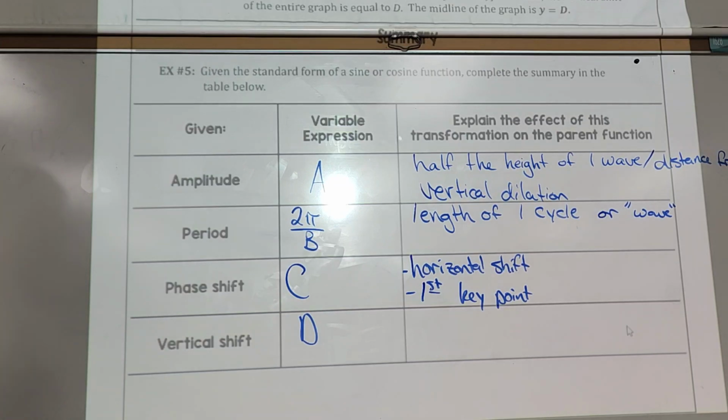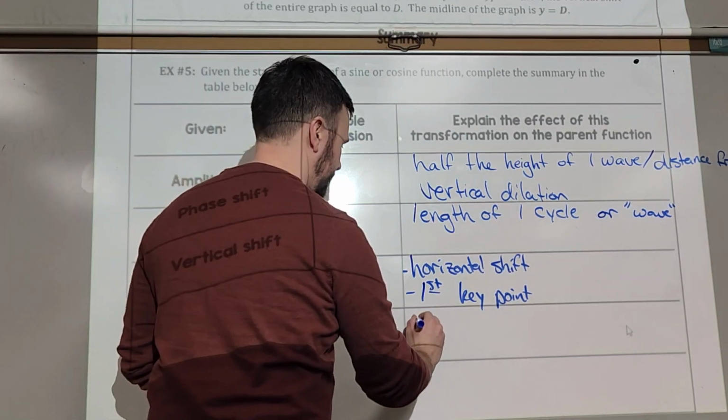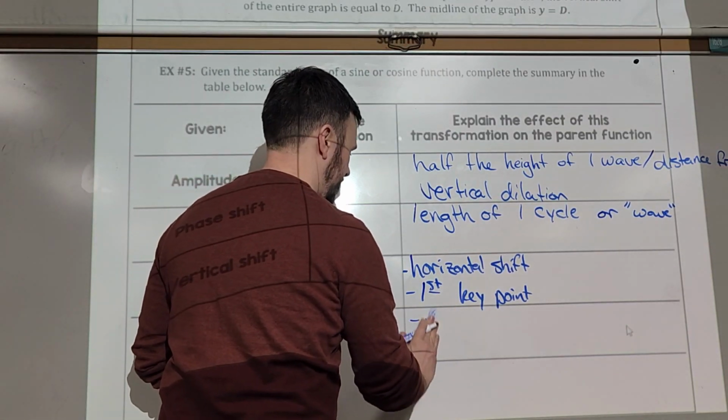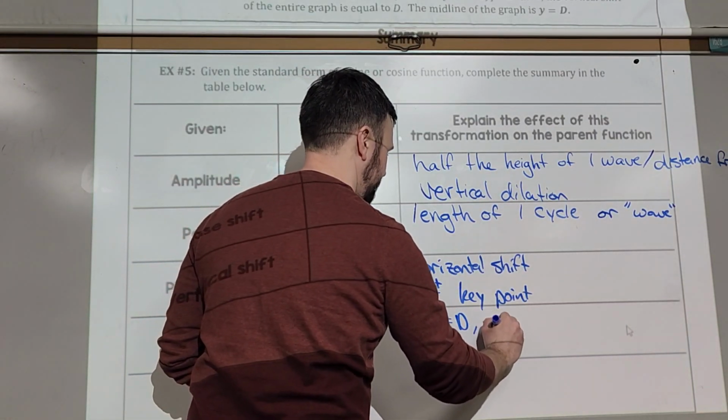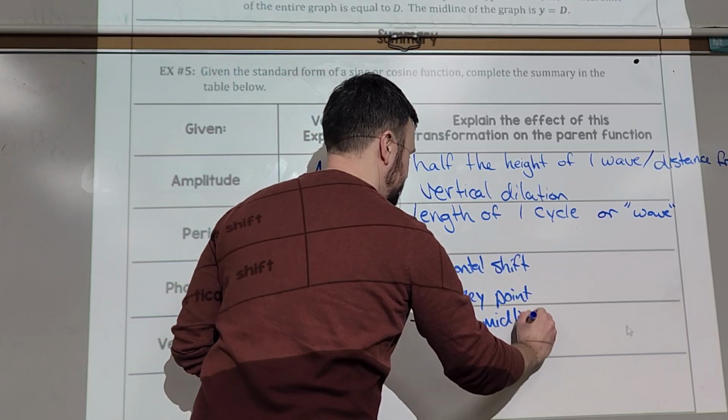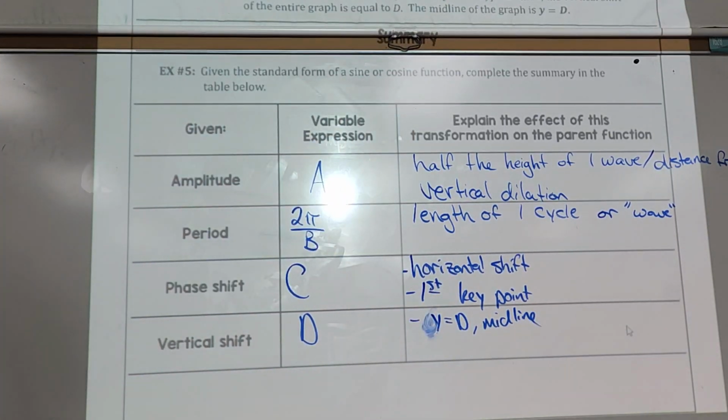And what's D going to give us? Midline? That's going to tell us. Actually, I'm going to do this. Y equals D is going to be our midline, right? So when we graph it, that's our midline. What else does it tell me? Vertical shift.